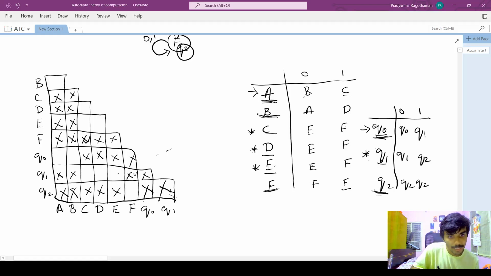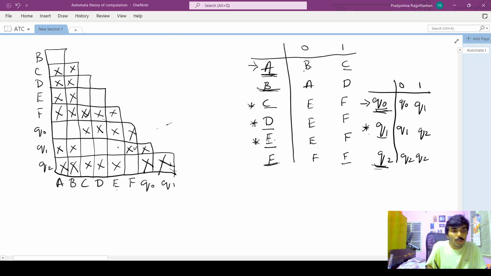So now we can check all the cells again and confirm it. There is no other cell we can mark as different, so this is fine. Now let us see which states are similar. A and B are obviously similar because of this cell, and A and Q naught are also similar, so Q naught is also similar. And this is one group.